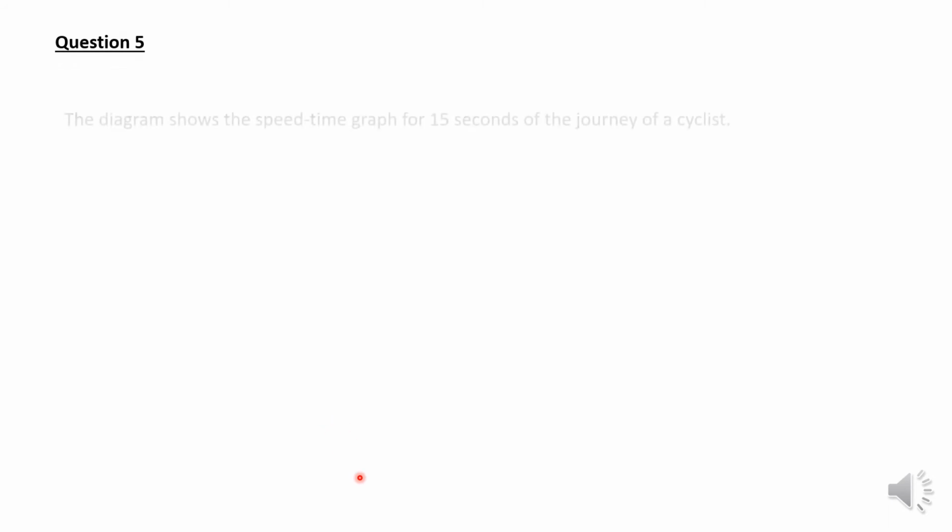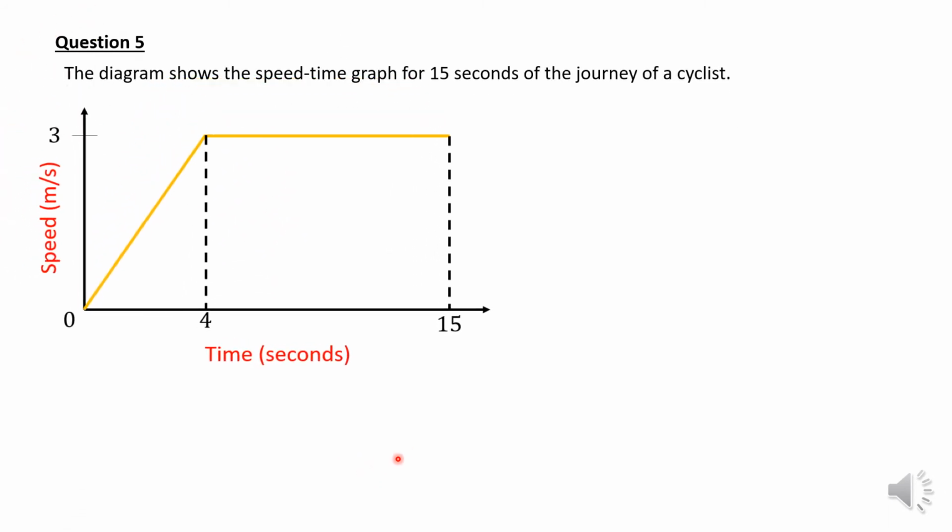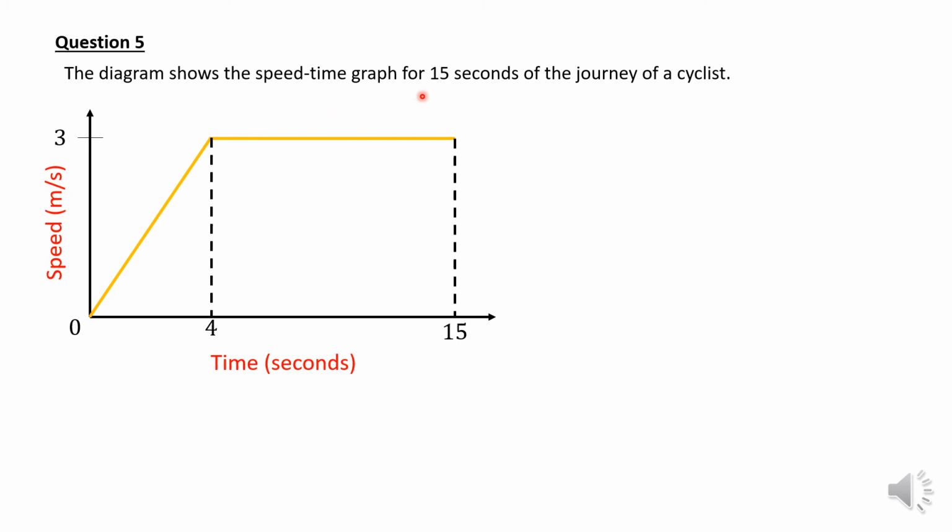Right, question 5 here, another diagram, and they're saying they show the speed-time graph for 15 seconds for the journey of a cyclist, okay? So you can see from 0 to 4 seconds, he was accelerating, and then here 3 meters per second was his constant speed, and he did that for the next 11 seconds. Where do I get 11? Well, I get 11 by subtracting 4 from 15, then I get 11. So I know that this 11 here is representing the distance that is up there.